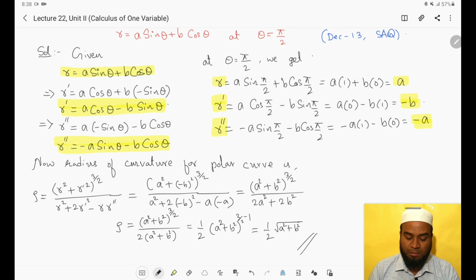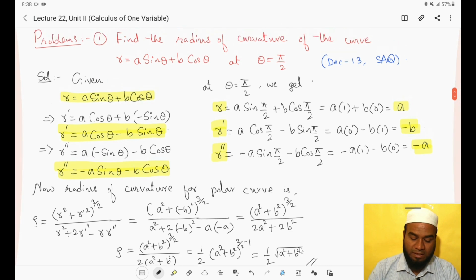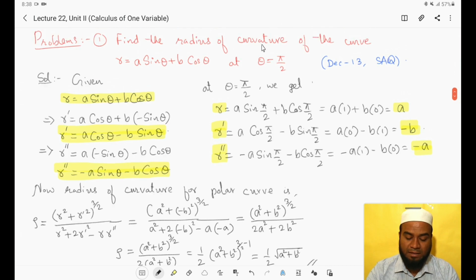So this is how we solve the problems related to radius of curvature for a polar curve. So what is the given question? The given question is: find the radius of curvature for the curve r equals a into sin theta plus b into cos theta at theta equals pi by 2. So this is the given curve r. We have differentiated this to get the values of r dash.